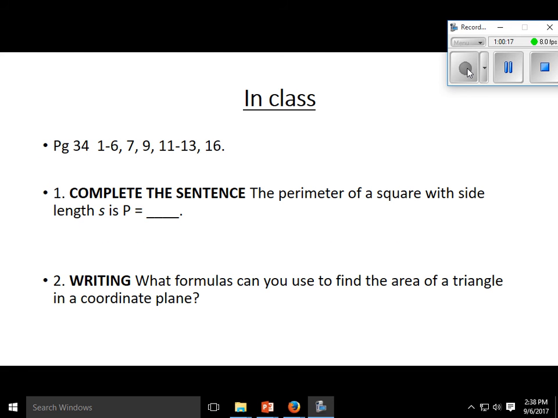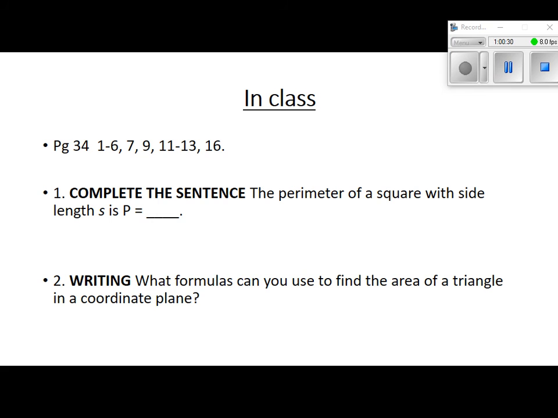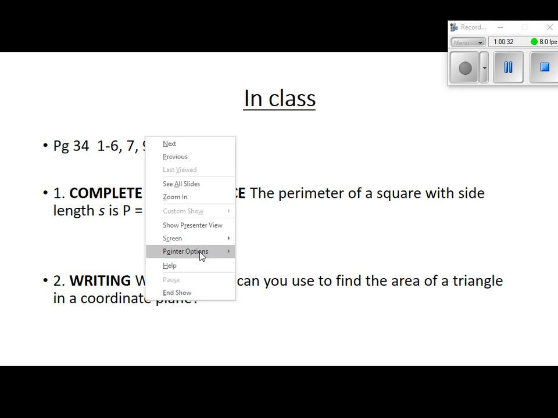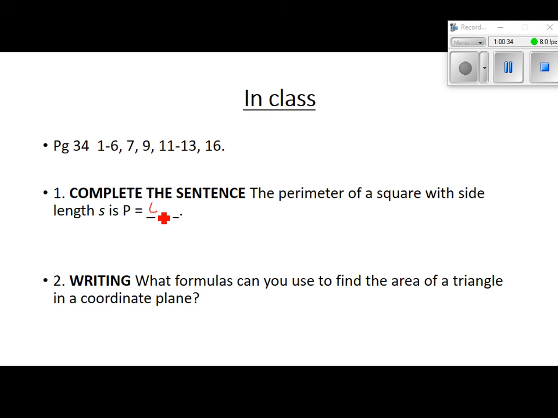All right, on this end class assignment. Number 1, complete the sentence. The perimeter of a square with side length S is P equals the formula. Is P equals... I forgot to put my 4S. 4 times S.